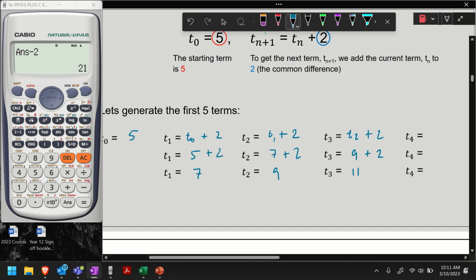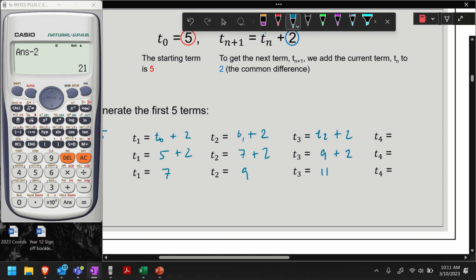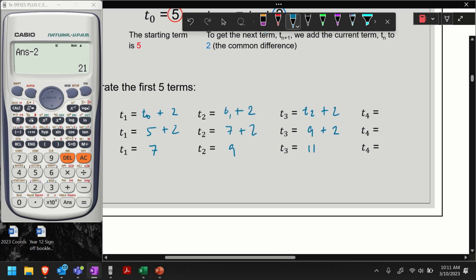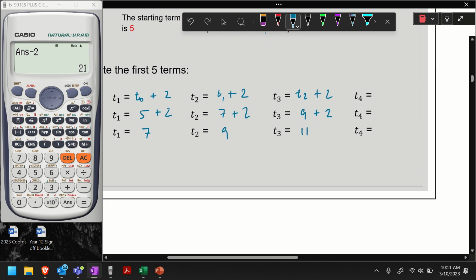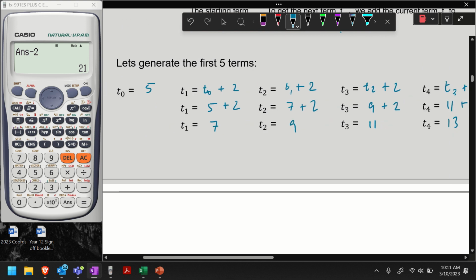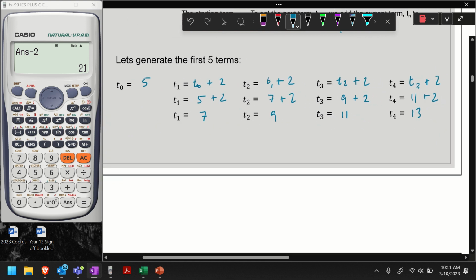So this is how they want you to show your working out in year 11. You've got to do it like this. I know it sucks. It's very tedious, but it's not too bad. It's just tedious. That's it. T4 is going to be T3 plus 2, which is going to be 11 plus 2, which equals 13. So there is how you generate a sequence using the recurrence relation instructions.